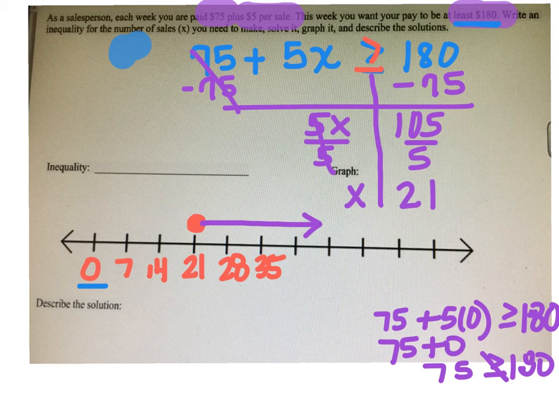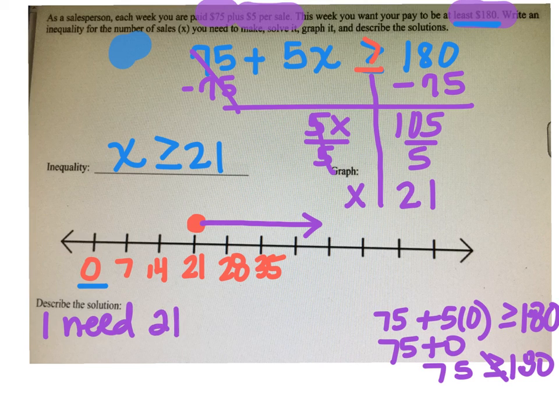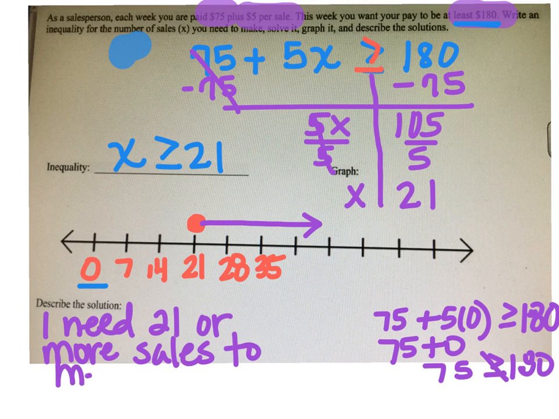Now I need to write my inequality for that. Well, it's all the sales. I need to have at least 21, so over 21 or equal to 21 sales. Your last step is you need to describe your solution. So basically that means, what does x is greater than or equal to 21 mean? Well, x was how many sales you had to have. So my solution is I need 21 or more sales to meet my goal. So that is describing my solution.